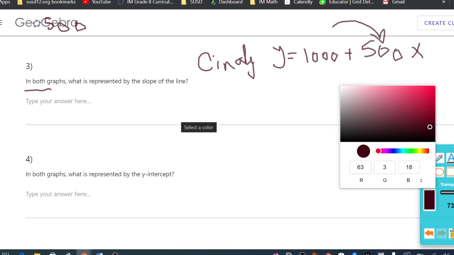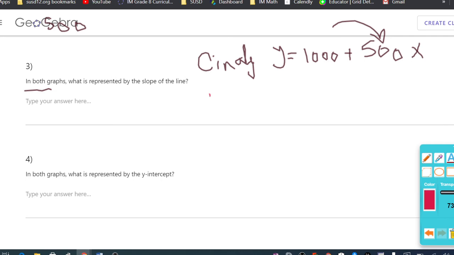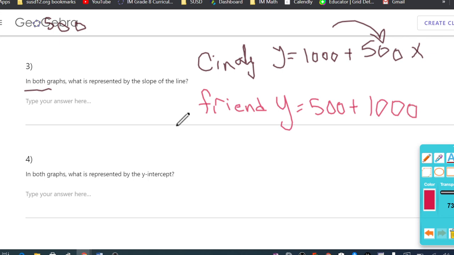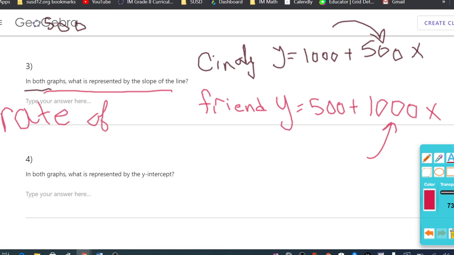And for my friend, I'll do her equation now so you can compare them. My friend had $500 before she started earning YouTube money, but then she was earning $1,000 a month, twice as much as me. The slope of her line is 1,000. So what is represented by the slope of the line? The slope of the line represents the rate of earnings per month.